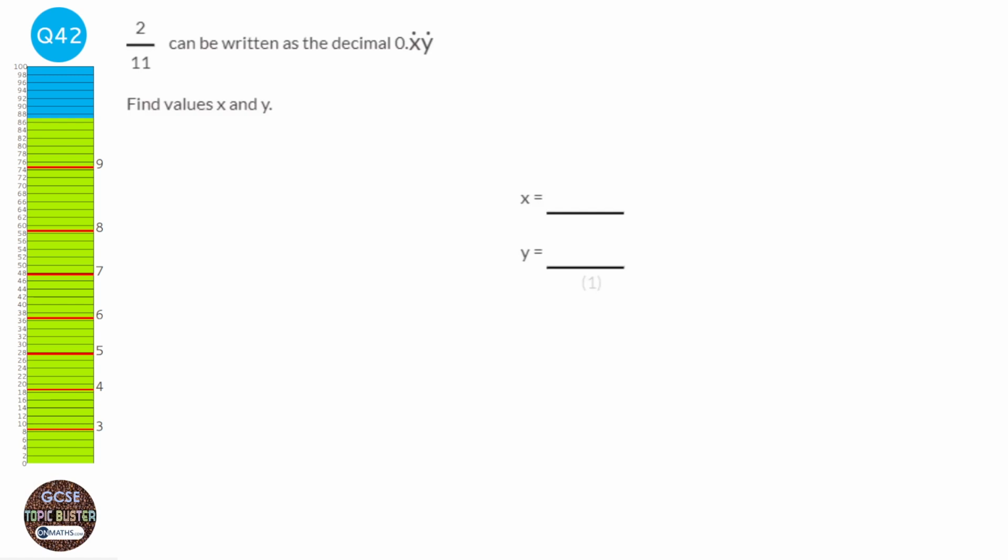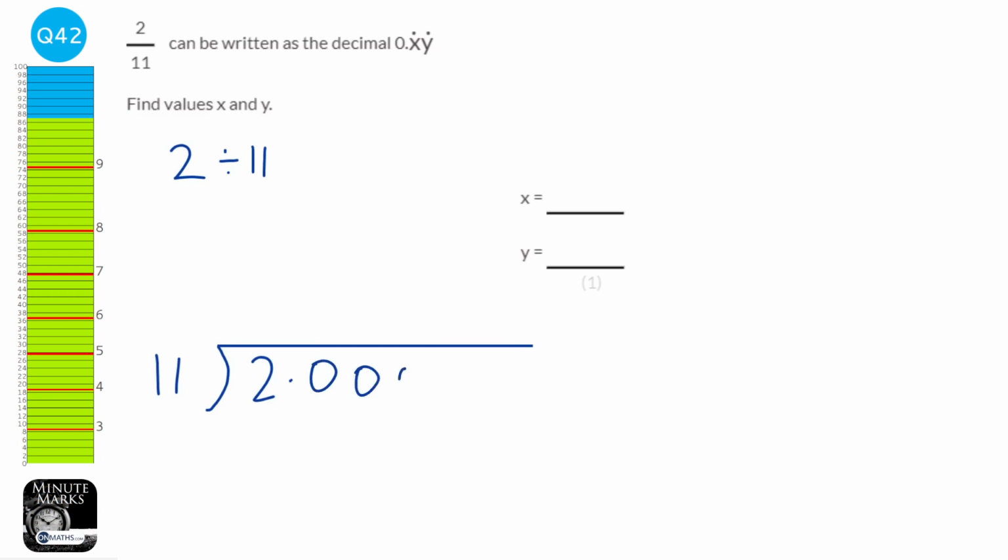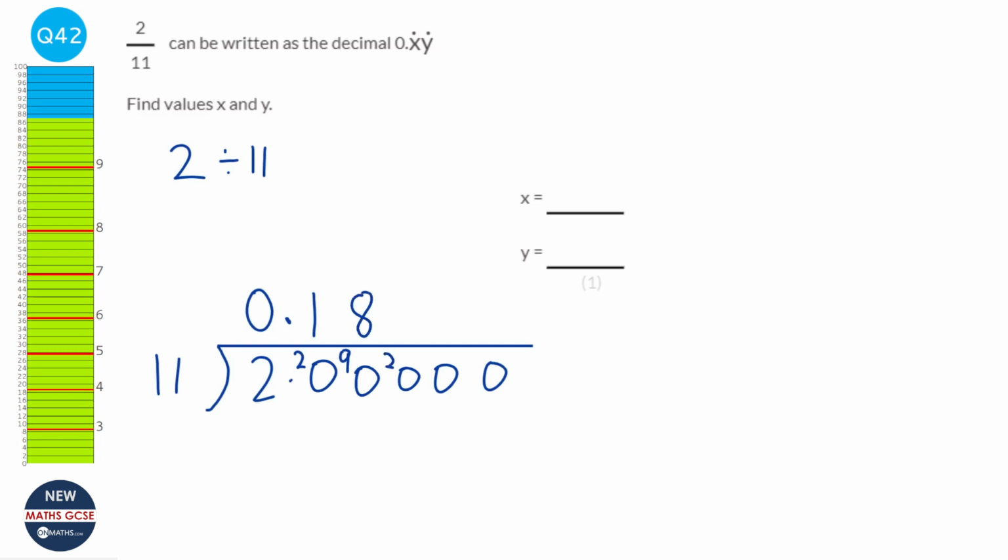So 2 over 11 is the same as 2 divided by 11. And we can do that with a bus stop. So if I just do a bus stop down here. So we've got 11 on the outside and 2 on the inside, and chances are I will almost certainly need decimals, so I'm just going to put some zeros in. 11 into 2 does not go, so we're going to move that 2 across. 11 into 20 does go 1 and carries the 9. 11 into 90 goes 8 and carries a 2. Hang on, 11 into 20 goes 1, carries the 9.